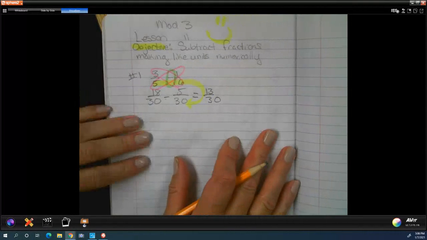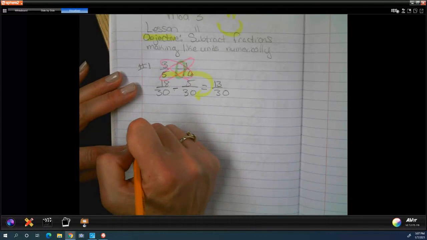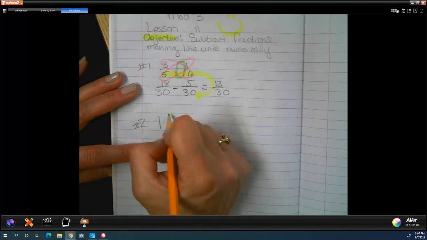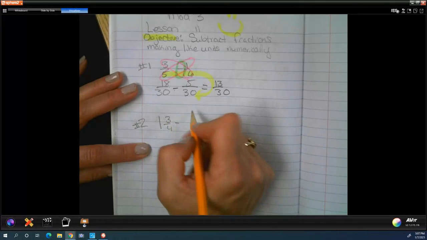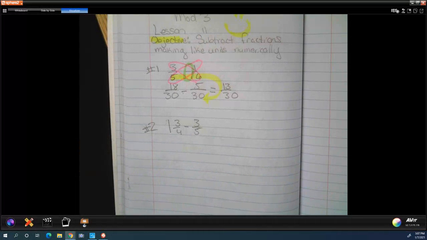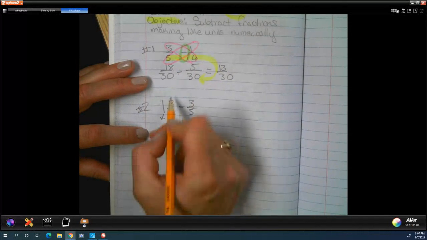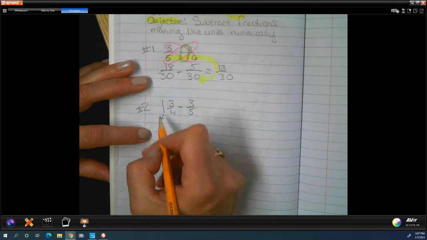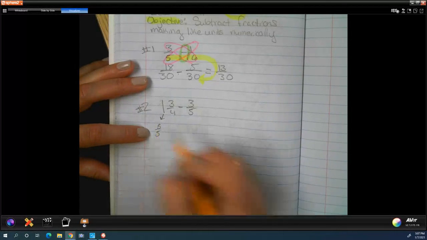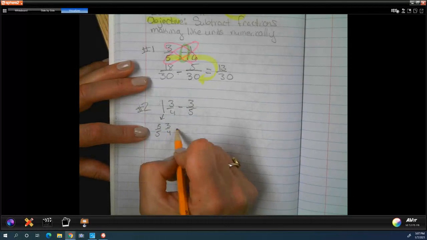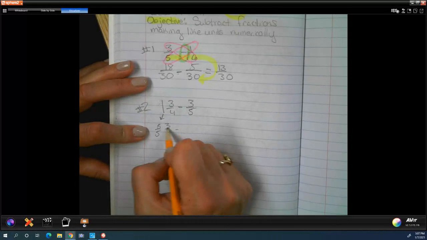So let's look at a problem more like this. There are several ways to solve this example number 2 that I'm going to show you. We're going to subtract 1 3/4 minus 3/5. There's a couple different ways that we can do this. We can remember that 1 whole is really 5/5 or 4/4. So really what I have is 5/5, 3/4 minus 3/5.